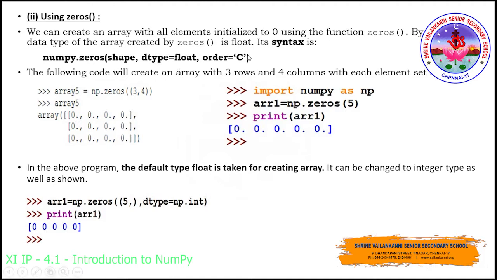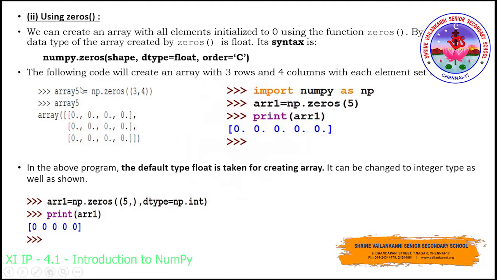All the elements will be initialized to 0 when we make use of this zeros method. array5 equals np.zeros of 3, 4 they have given. So 3 rows and 4 columns will be generated and initialized to 0. And as we have provided the data type as float, each and every 0 will be followed by a decimal point. So this is how it works.